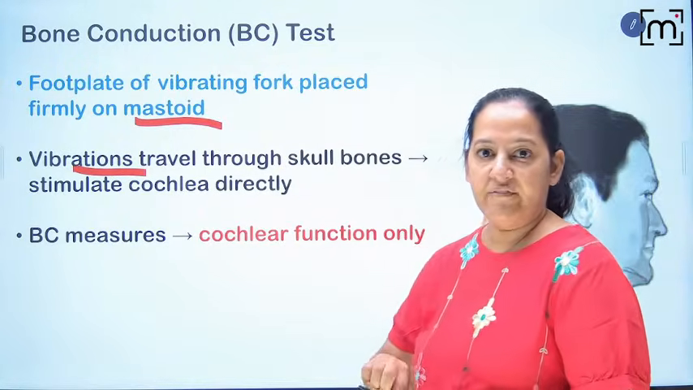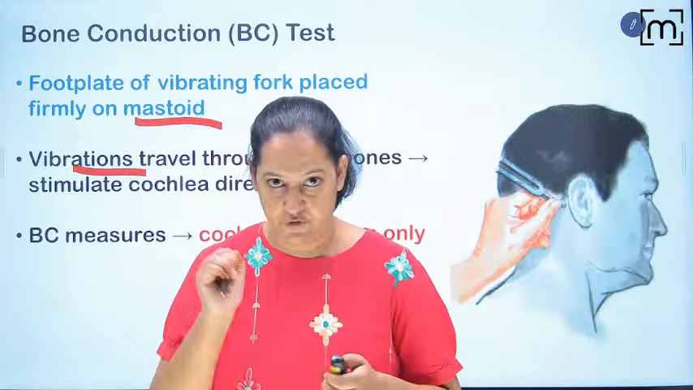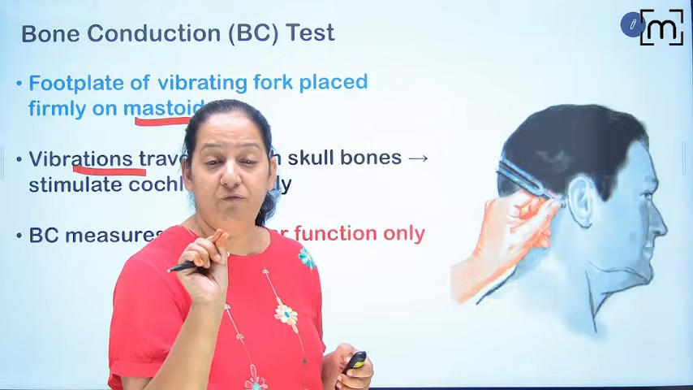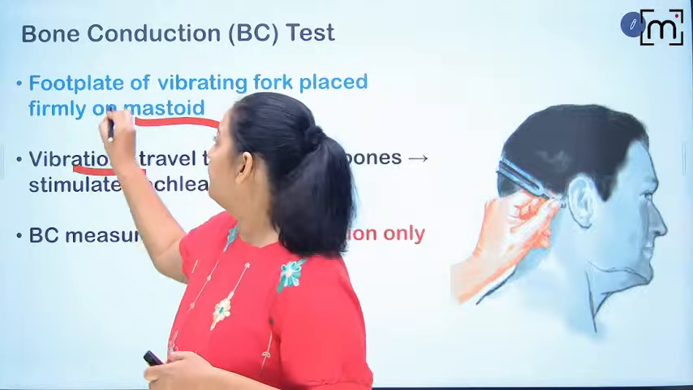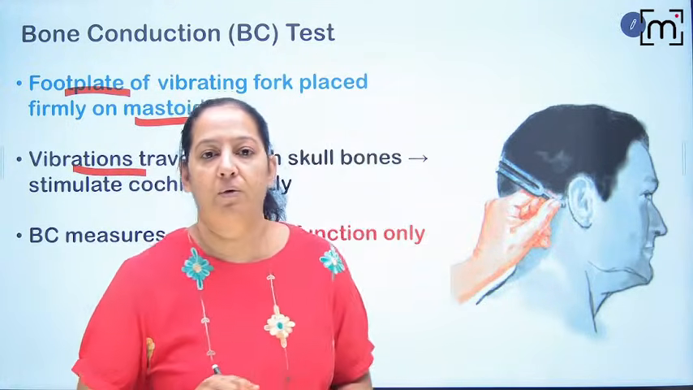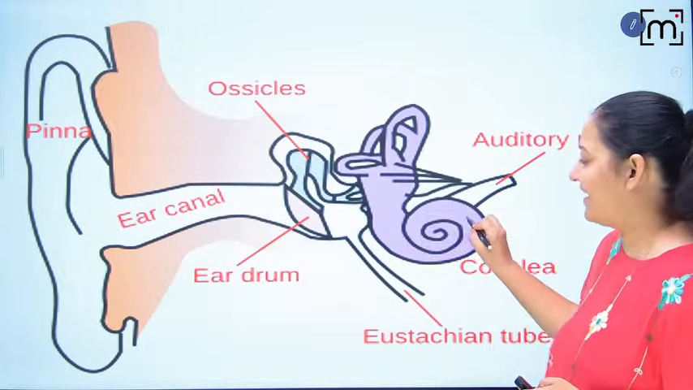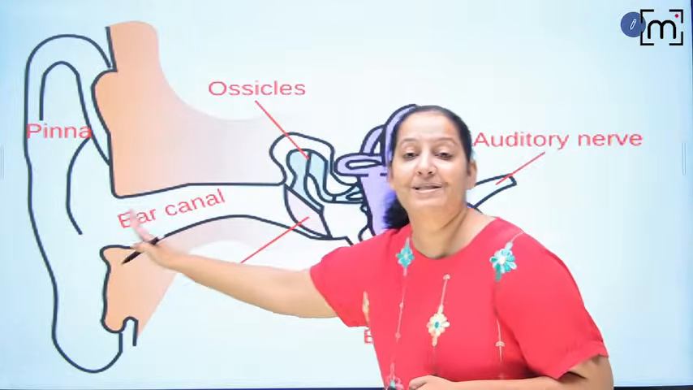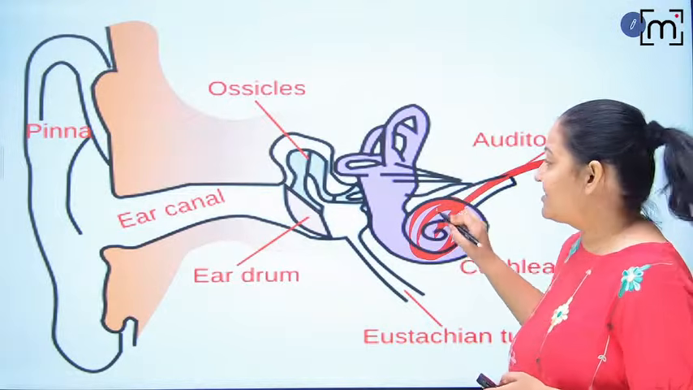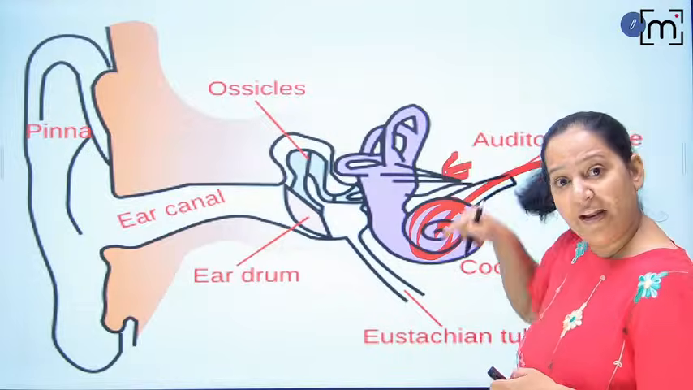So got it? What have we done in bone conduction? I have activated the tuning fork, and the foot plate of the vibrating tuning fork is placed on the mastoid. Okay, so it is directly activating the cochlea. See, it is directly activating the structure. So this complete pathway is bypassed. We are activating it directly and checking the cochlea. So this one is testing only cochlear function.